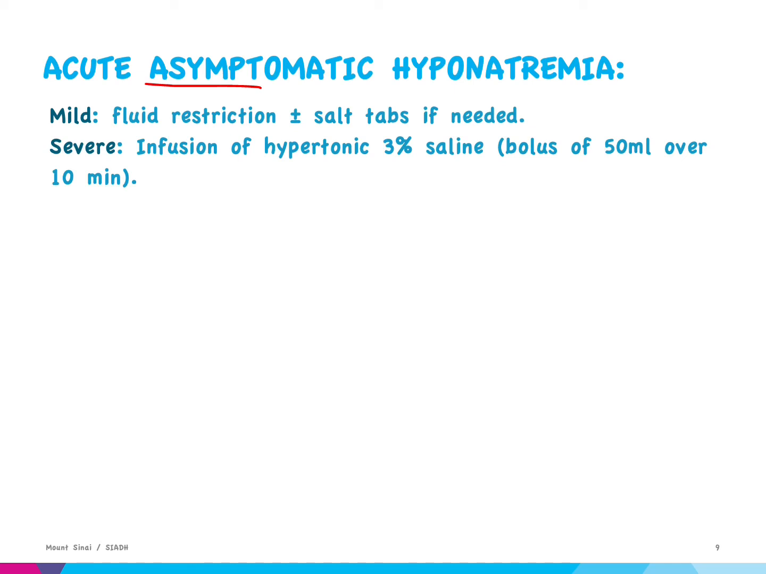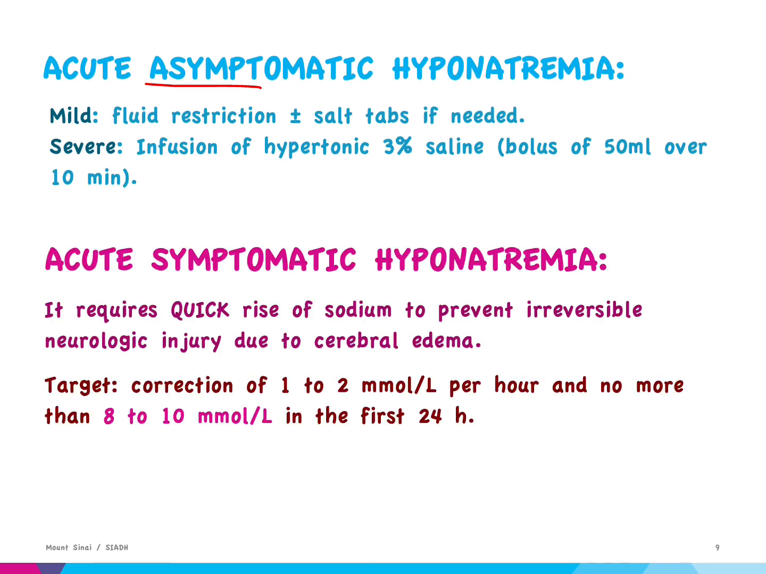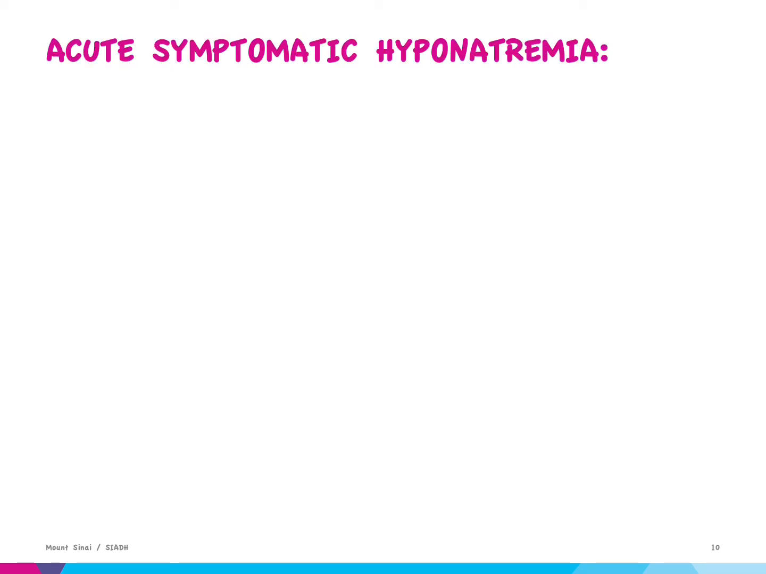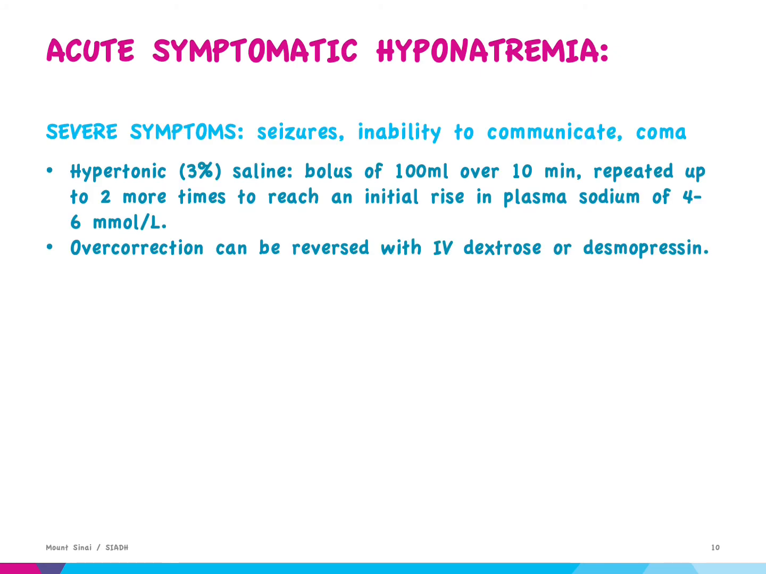Second scenario, the most dreaded one, acute symptomatic hyponatremia. So this is the medical emergency, because we have to quickly increase the level of the sodium to prevent neurological injury, of course. The target is usually 1 to 2 millimoles per hour, and in general we cannot go over 8 to 10 in the first 24 hours. In this scenario, the treatment will depend on the severity of symptoms. If we have a patient with very severe symptoms, so seizures, coma, signs of cerebral edema and irritation, we want to avoid cerebral herniation. So we're going to jump to the hypertonic saline, and we usually give a bolus, because our goal is to raise the sodium quickly, because we want to avoid cerebral herniation.